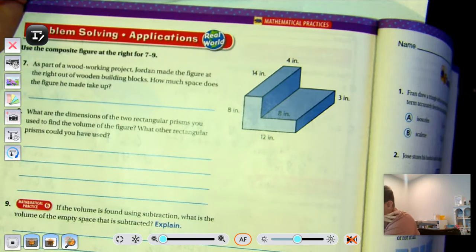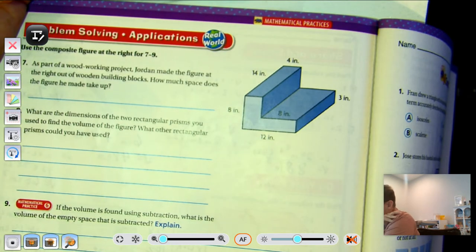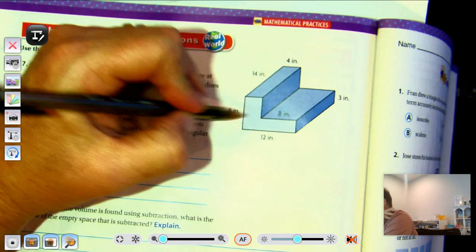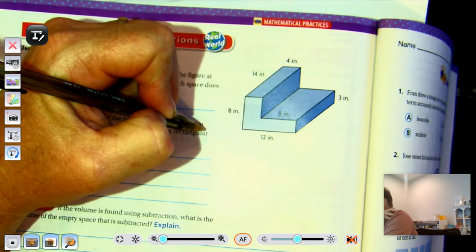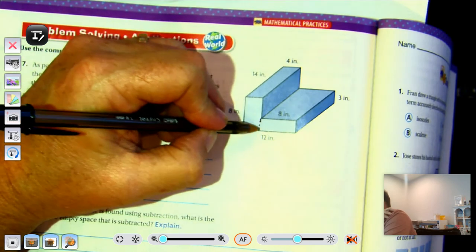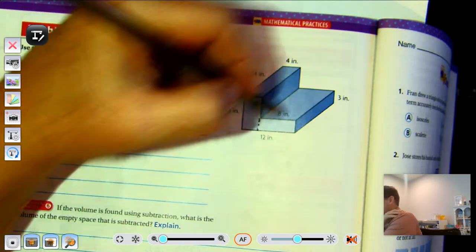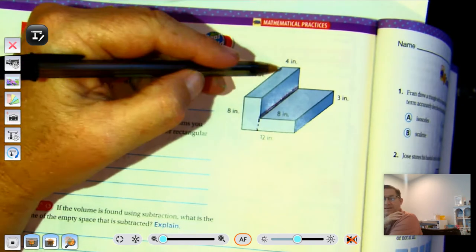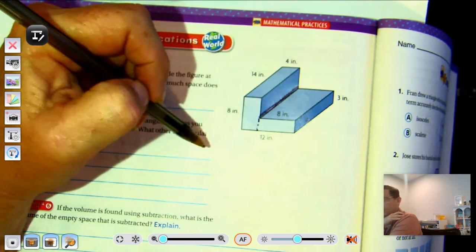Okay, so I think I'm going to go here. Okay, so I'm going to use this rectangular prism and this rectangular prism.